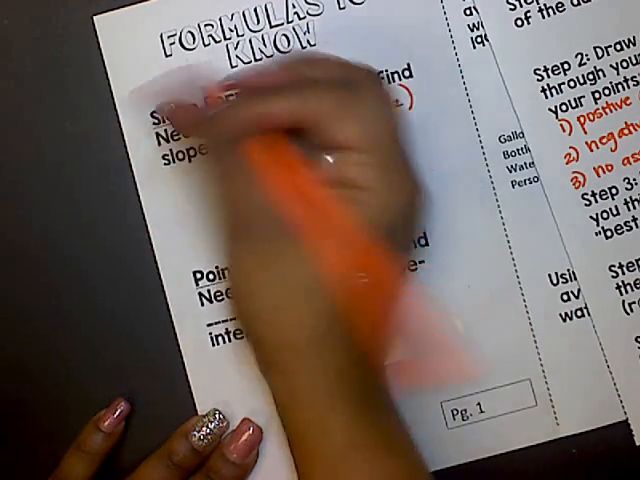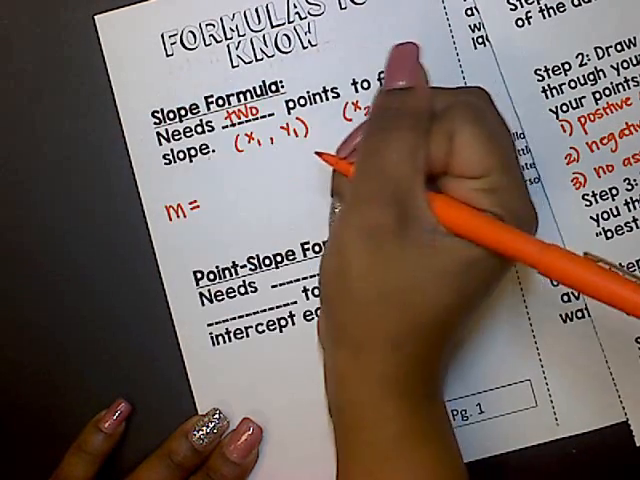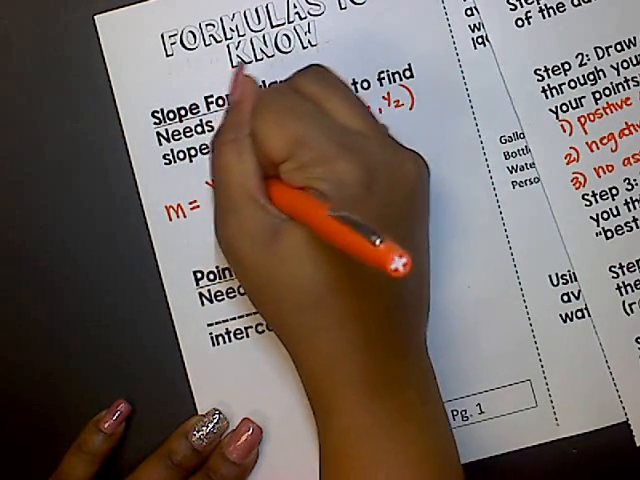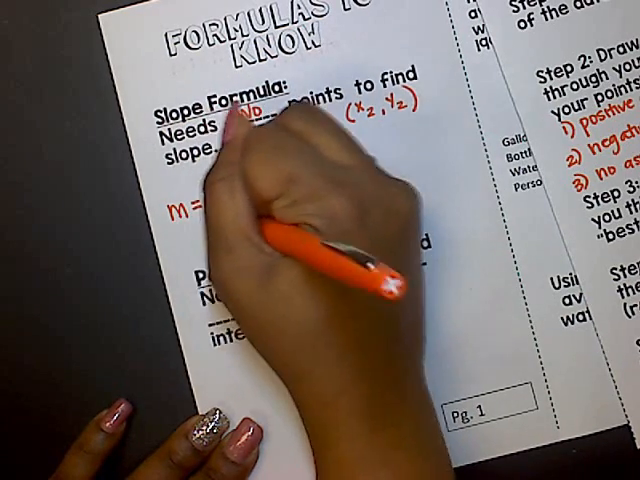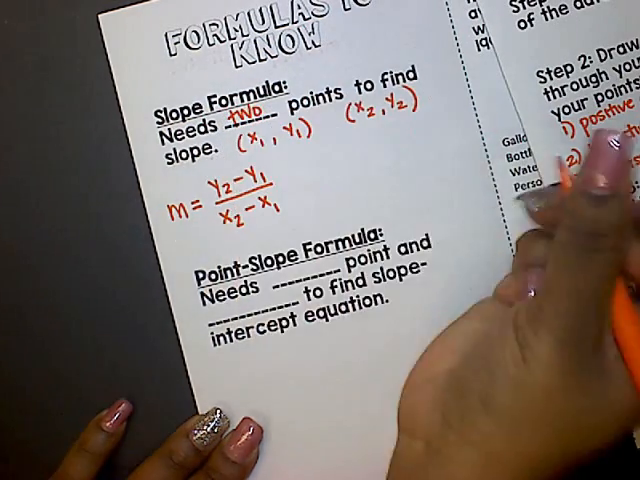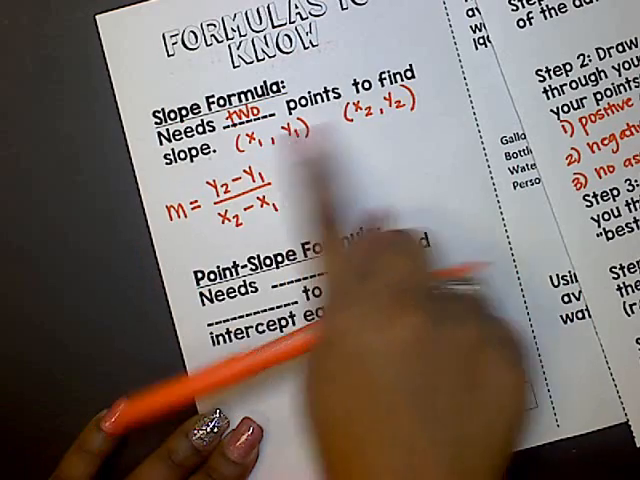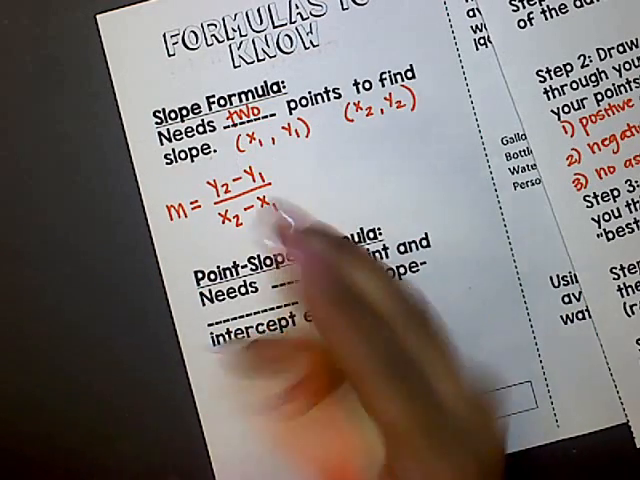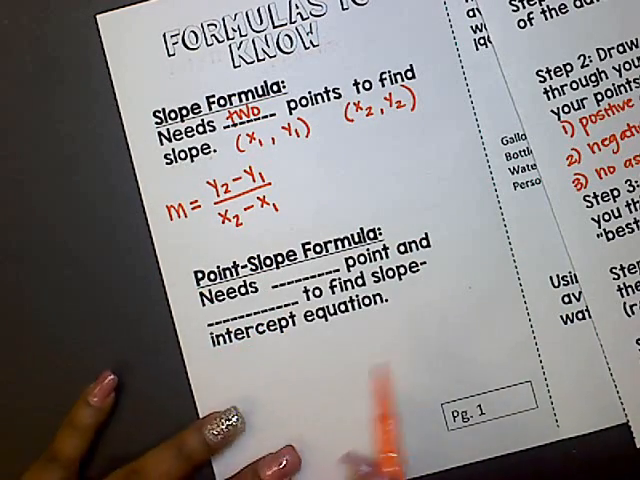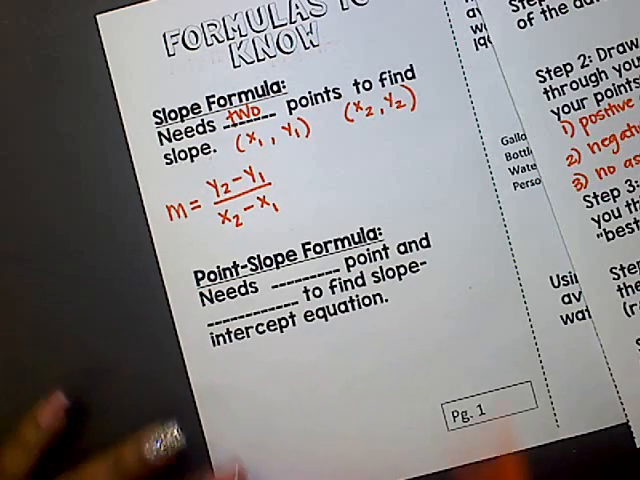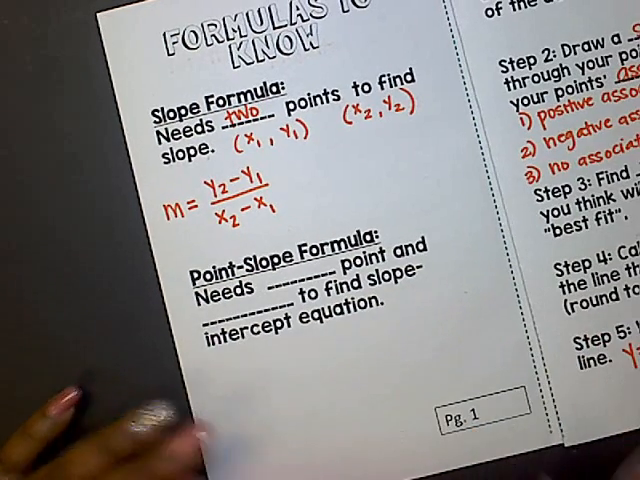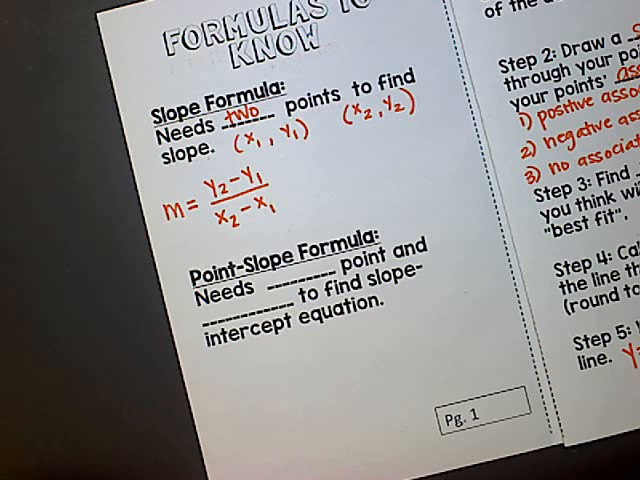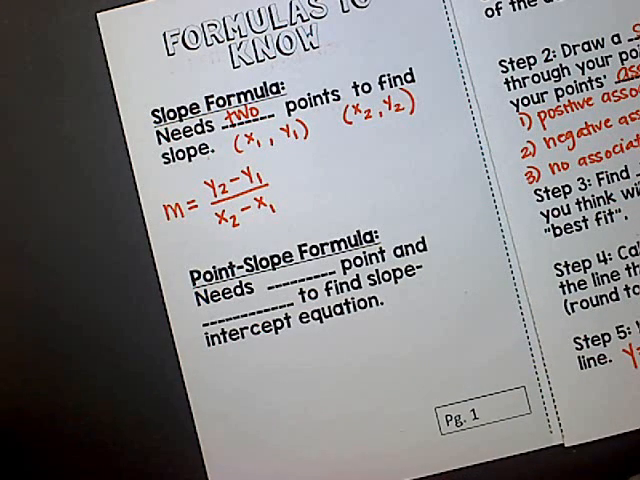The formula is going to be m equals y2 minus y1 over x2 minus x1. So this is the actual formula. This is how you're going to set your points up. You'll get your points from your table or your graph. Most likely your graph, because it should be on your line of best fit. And again, you want points that are on lattice points or lattice lines. So those are just intersections. Okay? Then you have your point slope formula.